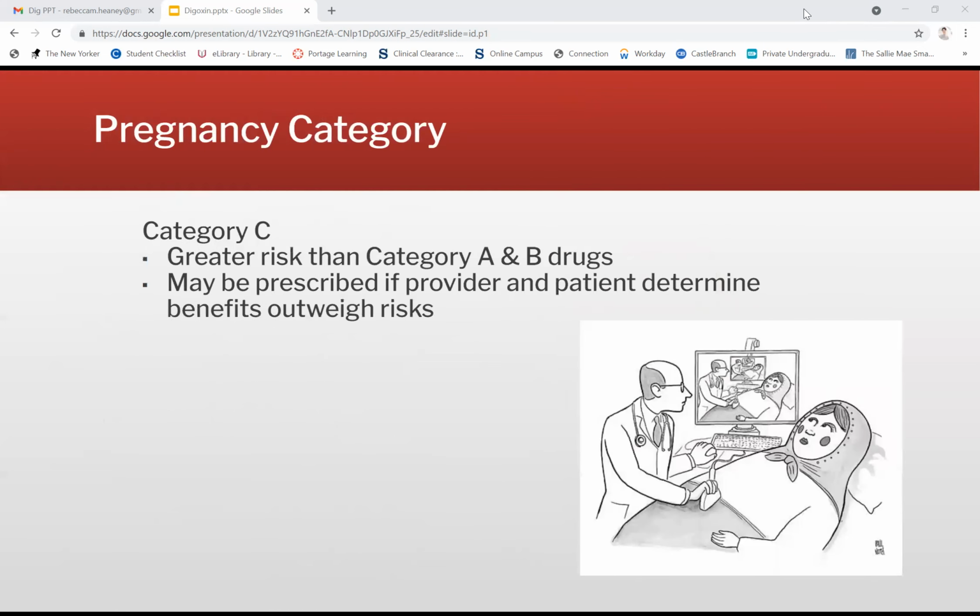Digoxin is pregnancy category C. It poses a greater risk than categories A and B drugs. Animal studies show risk of fetal harm, but no controlled studies have been done in pregnant women. Digoxin may be prescribed if the provider and the patient determine that the benefits of taking this drug outweigh the risks.